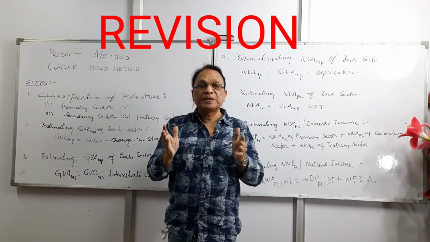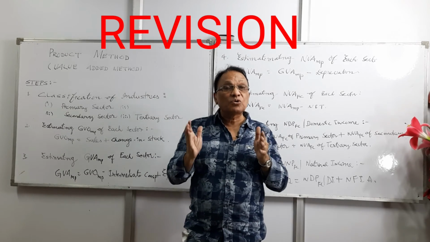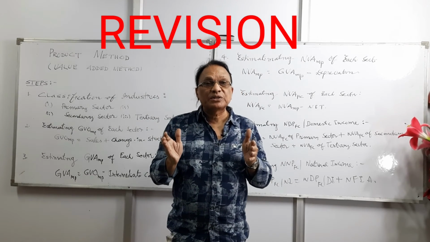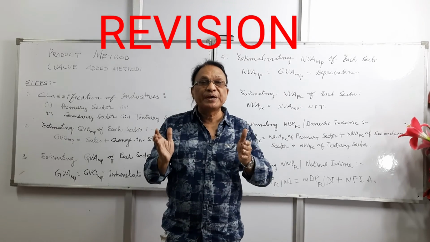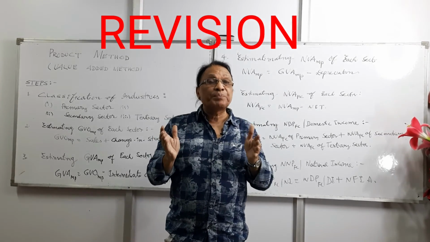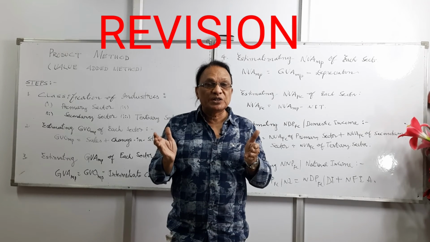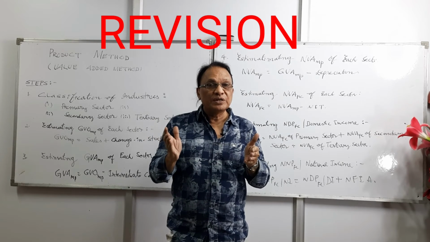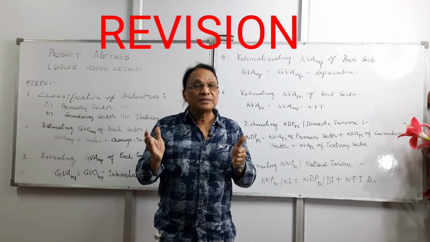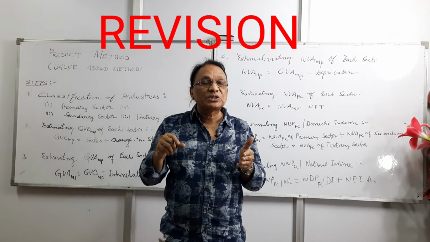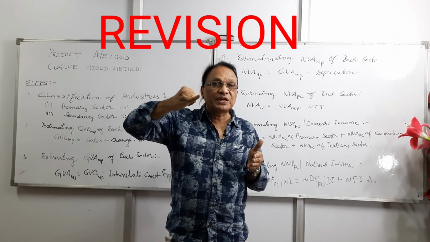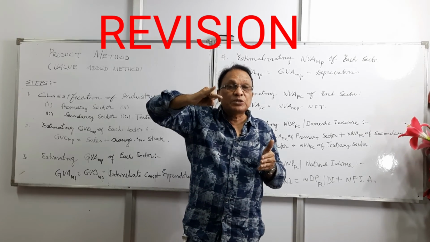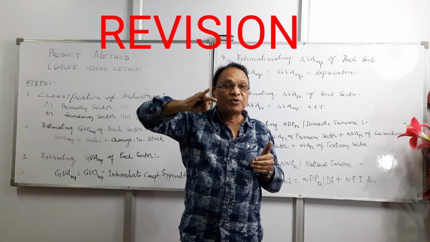The second step is estimating gross value of output at market price of each sector. How do you get GVO at MP? GVO at MP is equal to sales plus change in stock. Change in stock again is equal to closing stock minus opening stock. So the first step is classification of industries. The second step is estimating GVO, gross value of output at market price.